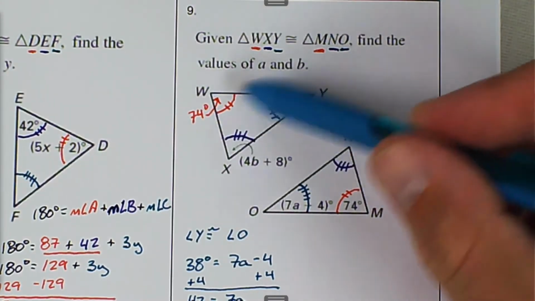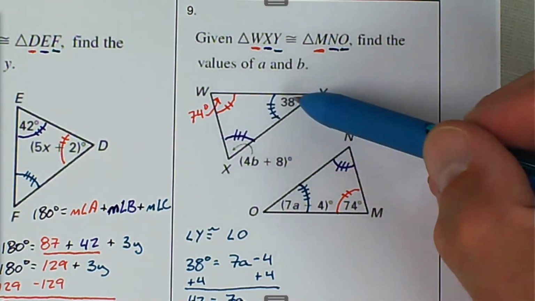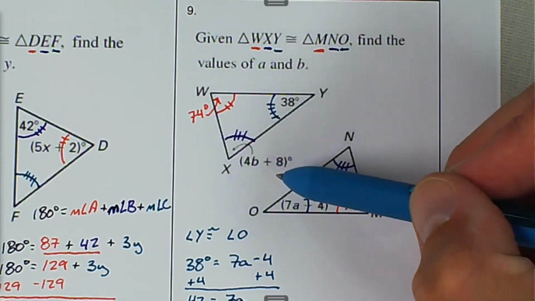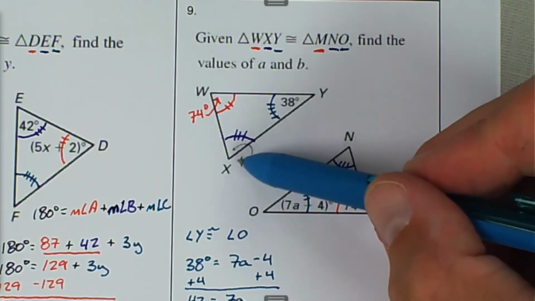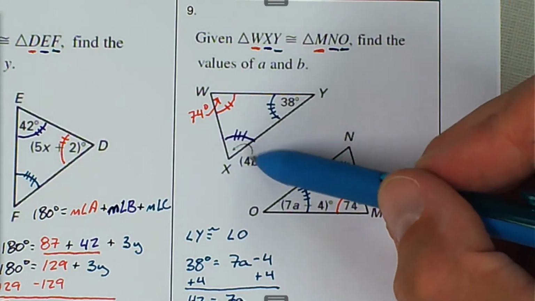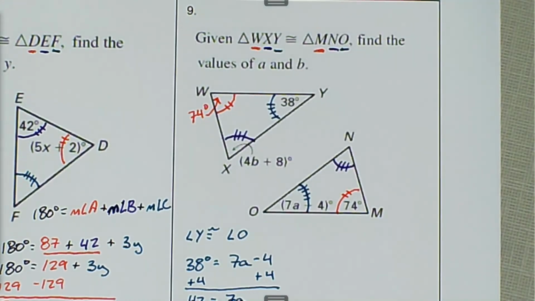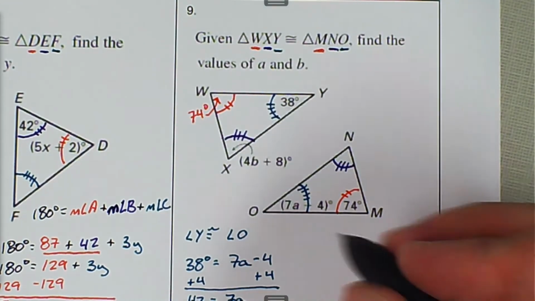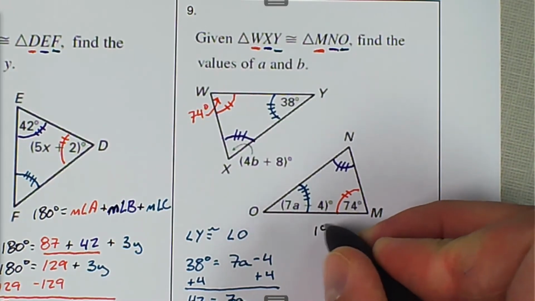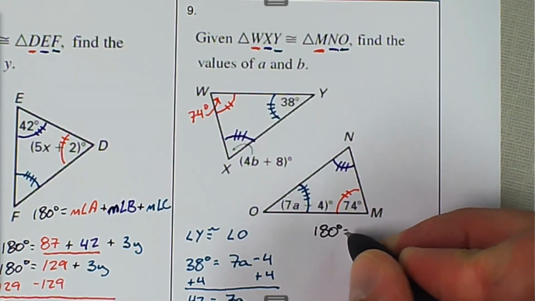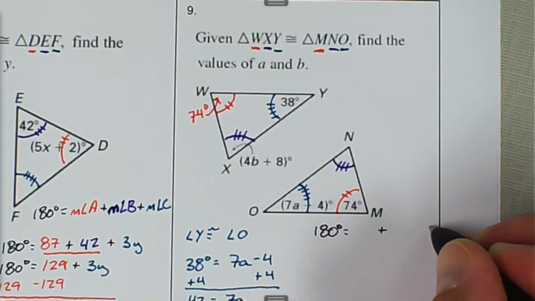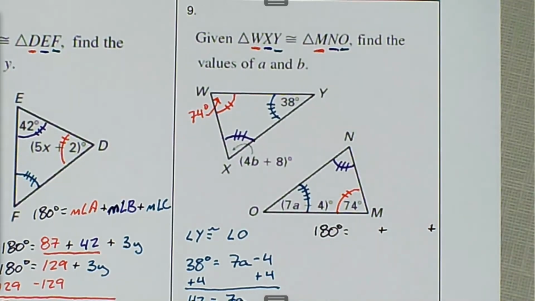And we can use our triangle sum theorem up here again because we have measurements for all 3 angles, 1, 2, 3. And then we just have to figure out what the value of x is, and then we can use that to figure out b. So again, we're going to use our triangle sum theorem. So 180 is equal to, we're going to add the 3 angles.